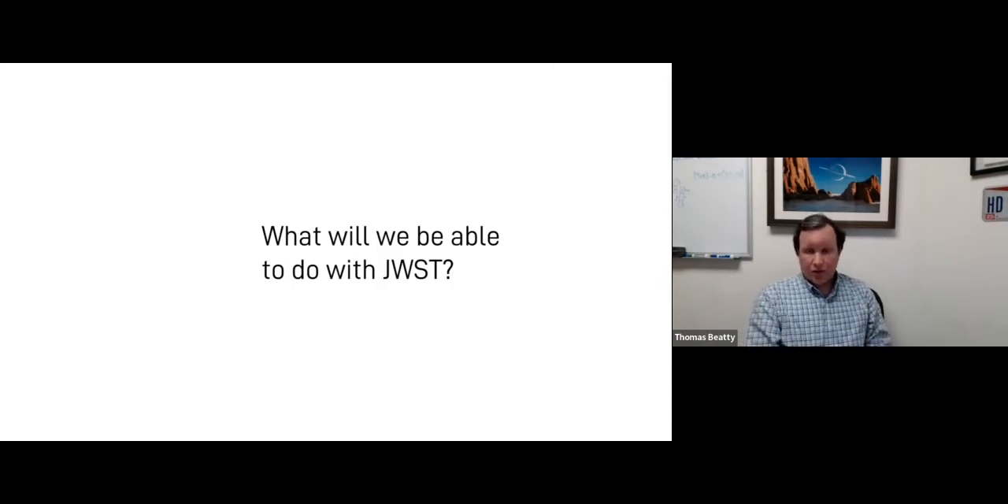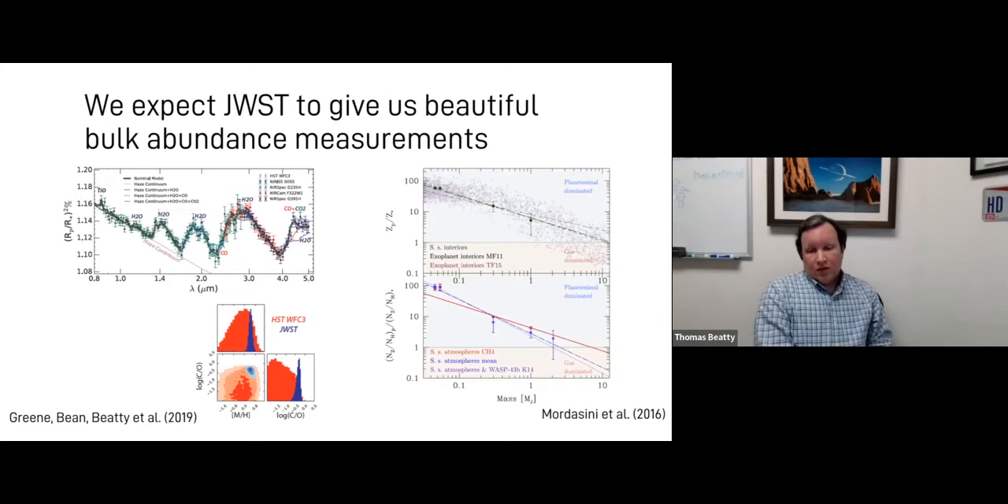Okay, so what will we actually be able to do with JWST? One, we expect JWST to give us beautiful bulk abundance measurements. This simulated data on the left is from a white paper that Tom Greene led about JWST observations of exoplanets, so it covers a range of instruments. Compared to the Hubble observations, if you look at the corner plot at the bottom, Hubble gives us a rough indication of what the metallicity is and a rough indication of what the C to O ratio is. JWST observations are going to be able to nail the bulk metallicity and nail the C to O really to the wall.